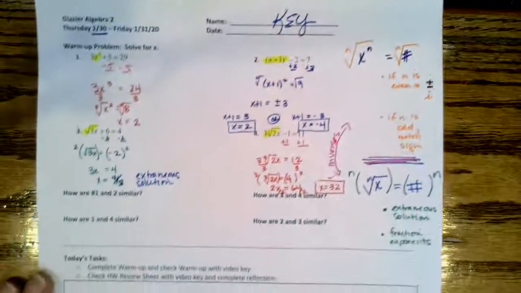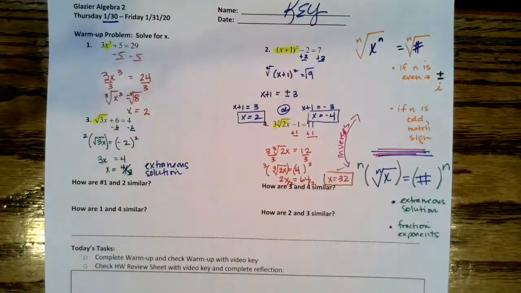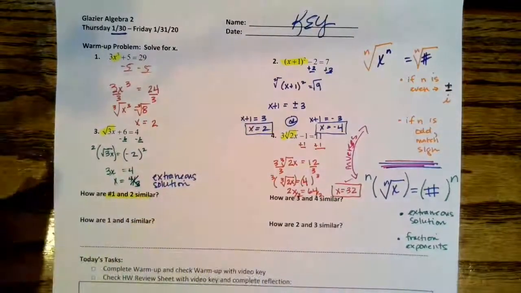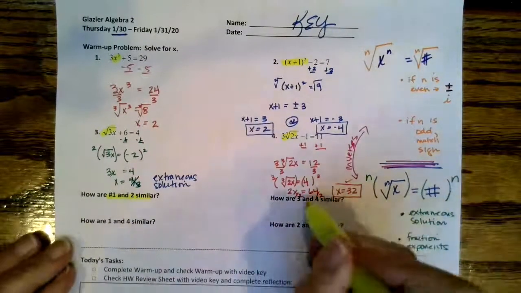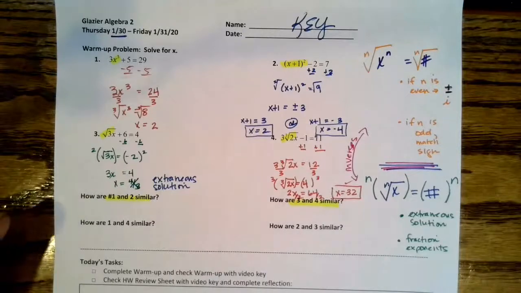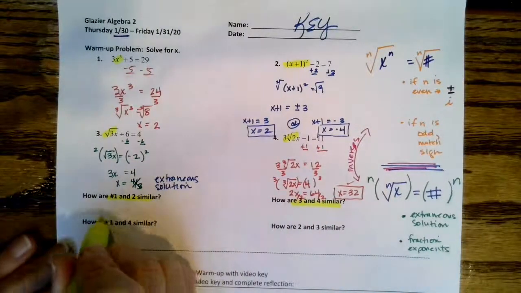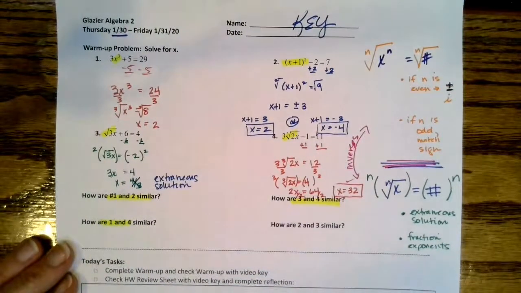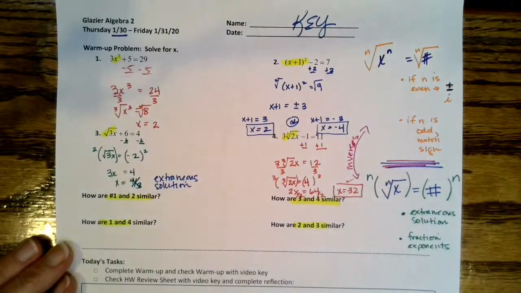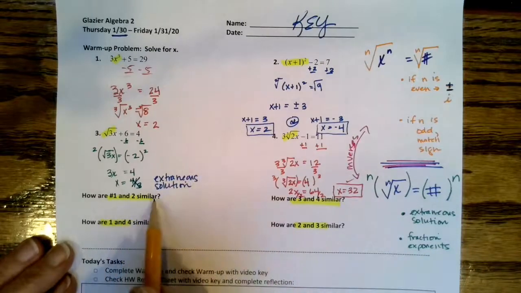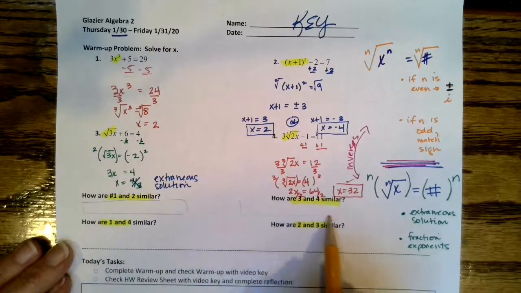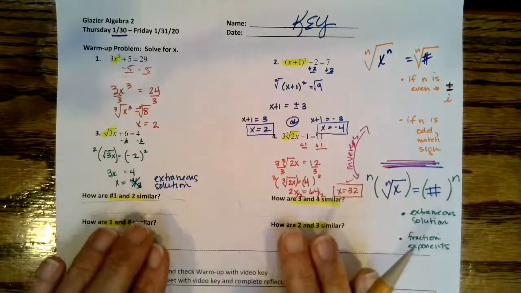All right, so here's what I want you to think about right now. If you look at 1 and 2, they're similar. And 3 and 4 have a way of being similar. But then I want you to think about how 1 and 4 are similar. And I want you to think about how 2 and 3 are similar. So when I look at your papers, I'm looking for what you see, what you have as far as how each of these are similar.